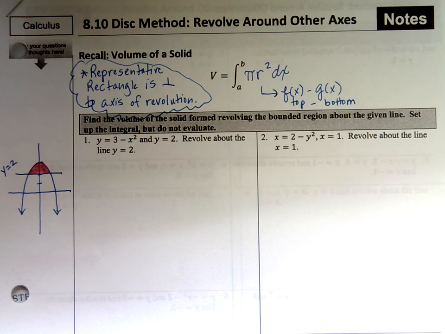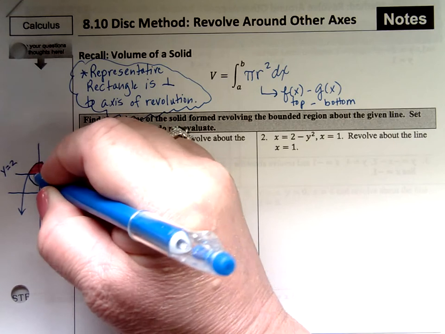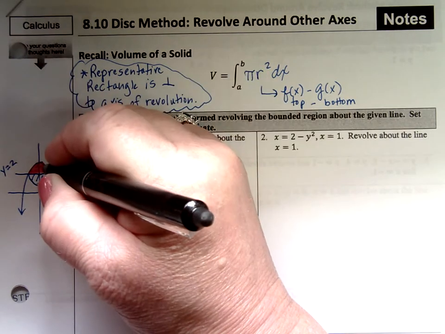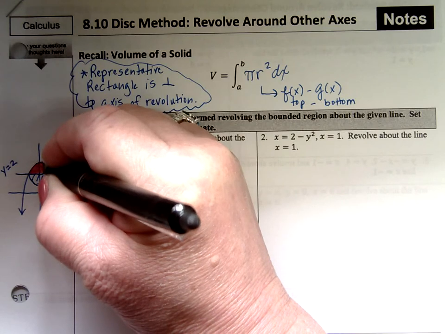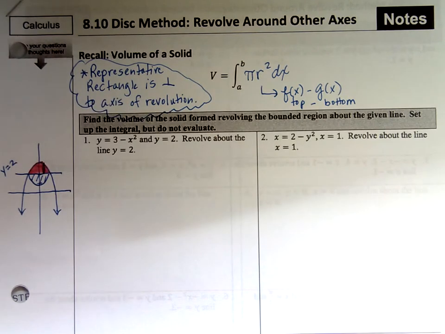And what happens with this one is when I revolve it around that line, it's going to come down kind of like this. Now that part doesn't matter, it's just kind of a visual for you. It's not going to play any part in our setup for this. So if I'm revolving around the line y equals 2, that's kind of like the x-axis, it's a horizontal line. So that means that my representative rectangle has to be perpendicular to it. So my representative rectangle, hopefully you can see it, is that guy right there, perpendicular to y equals 2, which I'm revolving around.